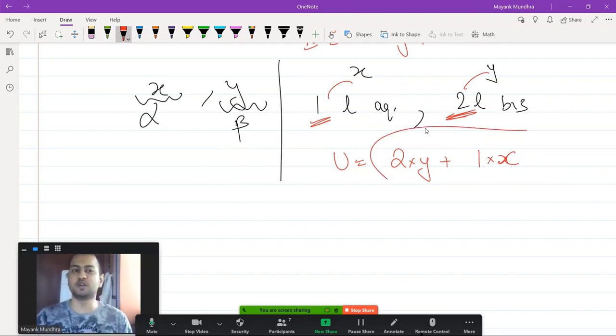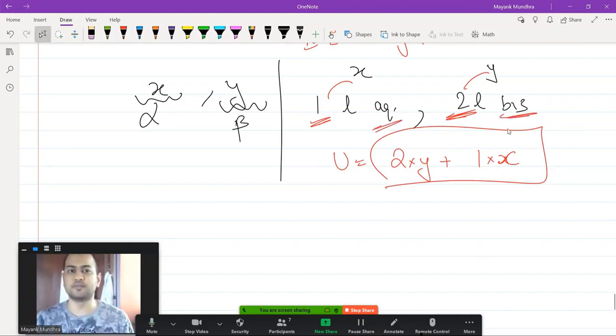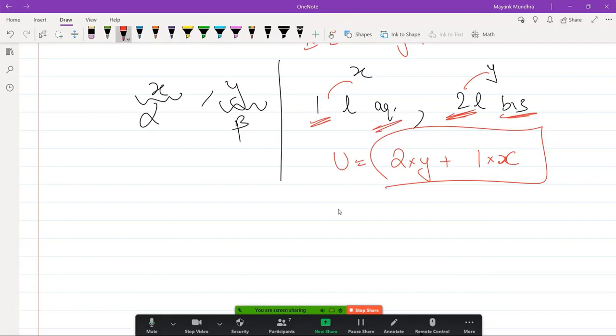So this becomes your utility function, because your motive is to calculate the total amount of water. Total amount of water is going to be 2 times Bisleri bottles plus 1 times Aquafina bottle. One Aquafina bottle contains just 1 liter of water, whereas one Bisleri bottle contains 2 liters of water. So the total amount of water that you have is 2 into the number of Bisleri bottles plus 1 into the number of Aquafina bottles. So that's why the total amount of water, which is directly proportional to the utility function, is 2y plus 1x.